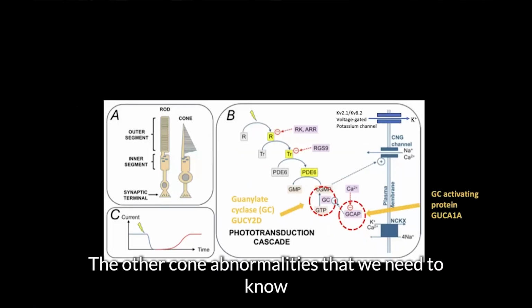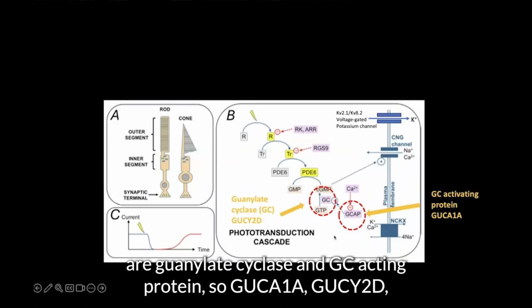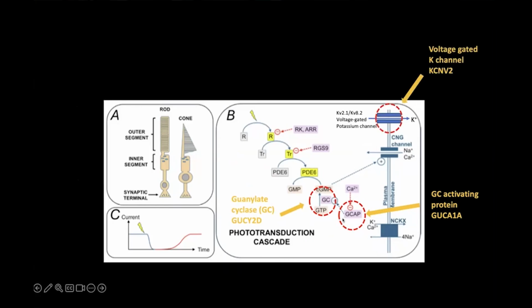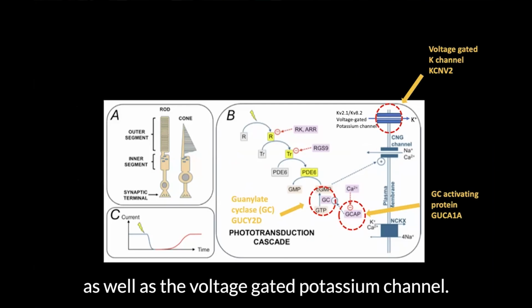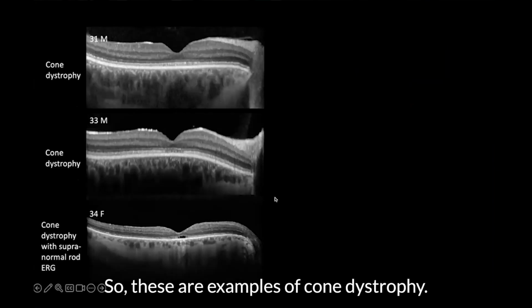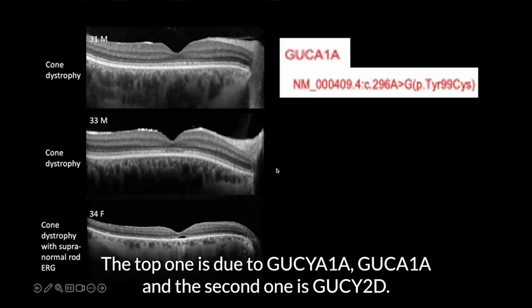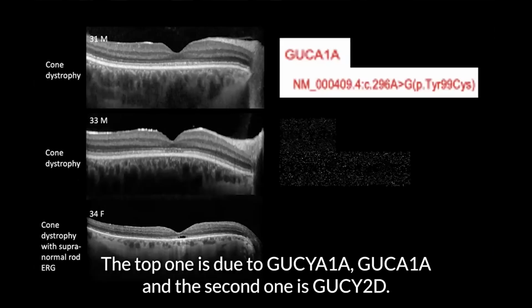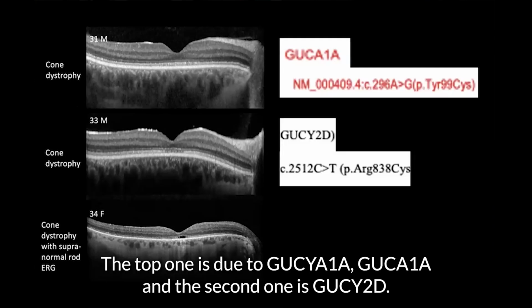The other cone abnormalities that we need to know are guanylate cyclase and the GC-activating protein, so GUCY2D, GUCA1A, as well as the voltage-gated potassium channel. So these are examples of cone dystrophy. The top one's due to GUCA1A, and the second one is GUCY2D.